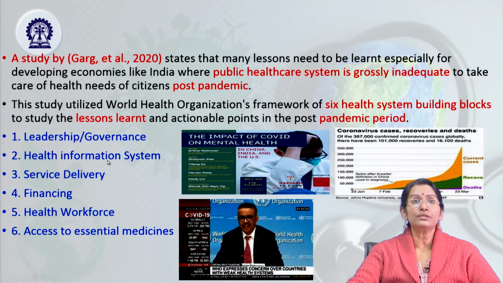Second is the health information system, that is, all our digital helplines. That is data entry, data dissemination, then updating the system, all kinds of health information. So that health information system, the digital platform, should be very robust. That is another important factor.